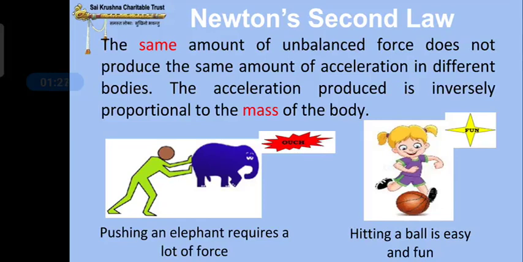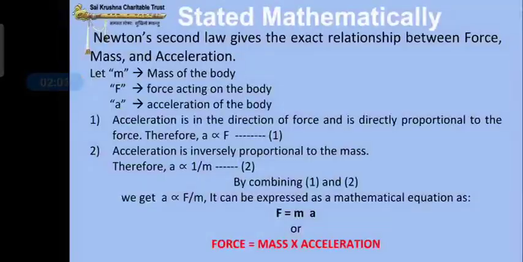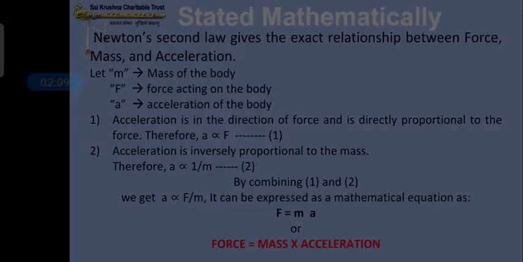So the same amount of unbalanced force does not produce the same amount of acceleration in different bodies. In the case of an elephant and a ball, if you apply the same amount of force, it will not produce the same acceleration. The acceleration produced is inversely proportional to the mass of the body, which means if the mass is more, the acceleration will be less, provided the force remains constant in both cases. If the mass is less, then the acceleration would be more. Clear?